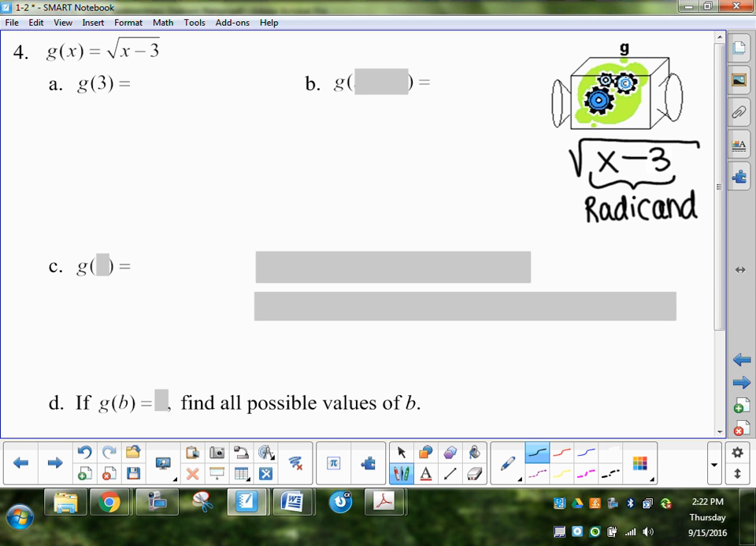Now, when we do this out, it's telling you to take g of 3. That means go to the g function and plug in a 3. When I do that, I take my input minus 3. So in this case, it's going to be 3 minus 3.